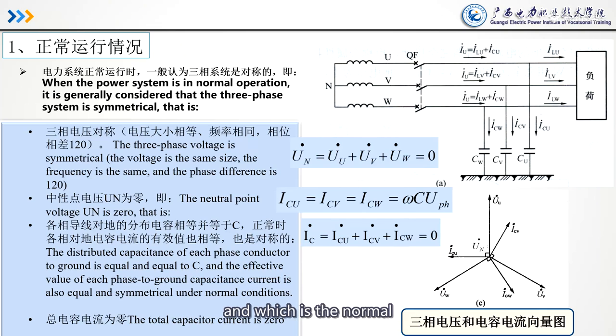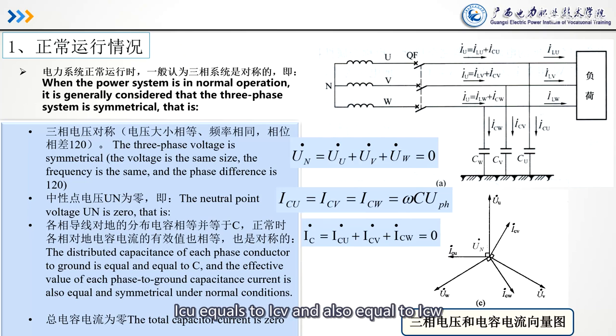The normal situation is when the power system is in normal operation. It's generally considered that the 3-phase system is symmetrical, which means the 3-phase voltage is symmetrical. The voltage is the same size, the frequency is the same, and the phase difference is 120 degrees. The neutral point voltage UN is 0, which is the formula here.